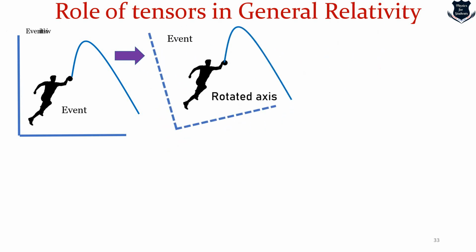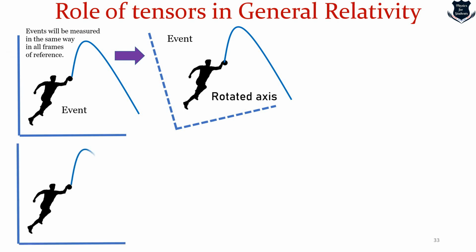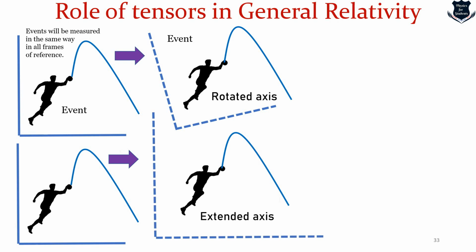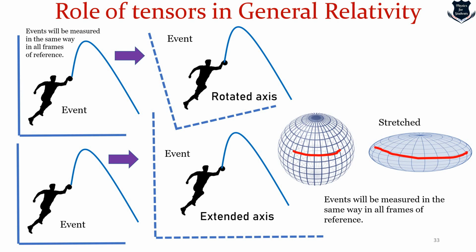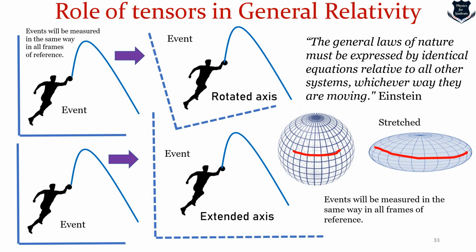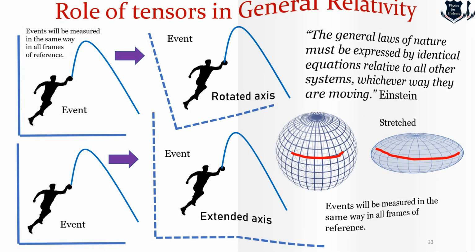I will just skip this part because you already know events will be measured the same in all frames of reference. So whether it's a rotated axis or an extended axis, it will always be the same, whatever the frames of reference. The sphere which has this kind of curvature gets extended into an oblate spheroid. So this will also be the same as per the postulate of Einstein, which tells that equations are the same relative to all systems, whichever way they are moving.